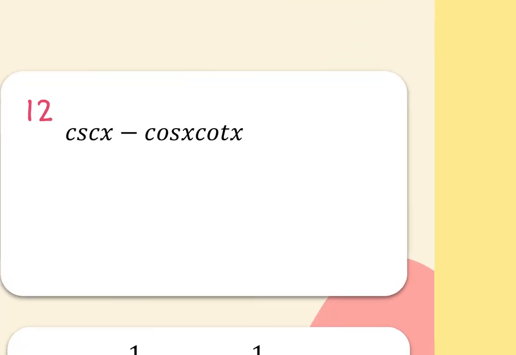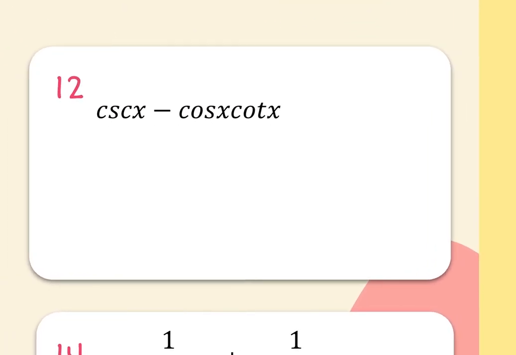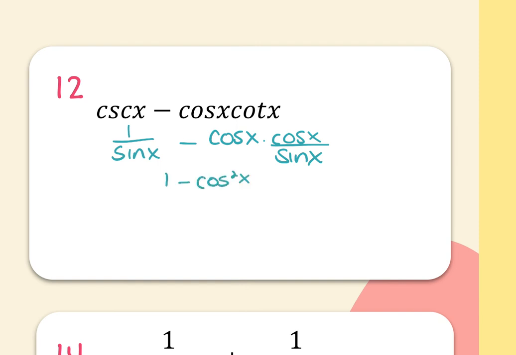All right. Go to 12. What can we do? Cosecant can be 1 over sine. So I'm back to 1 over cosine squared x over sine x, because they both have the same denominator.